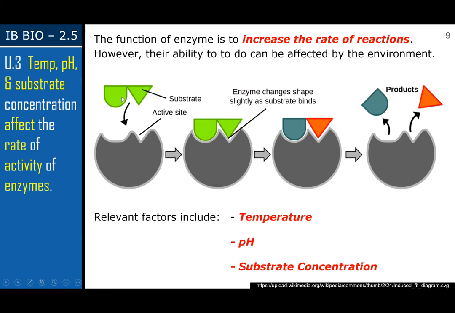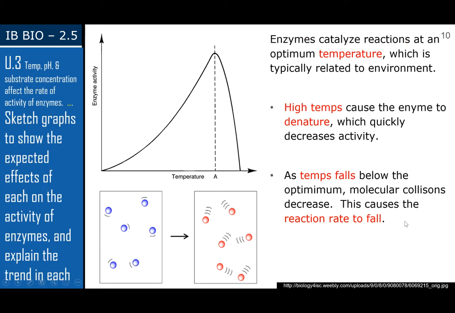Now, enzymes aren't always effective. Remember, we talked about how proteins can change their shape. Well, you can probably guess that if enzymes change their shape, they're not going to be able to do their job. So, the function of an enzyme is to increase the rate of reactions, but their ability to do so can be affected by a couple of different factors in the environment, particularly temperature, pH, which is acidity or basicness, and substrate concentration. Now, when we say substrate concentration, this is how much of the substrate there is, okay? And that's exactly what your lab is going to be all about.